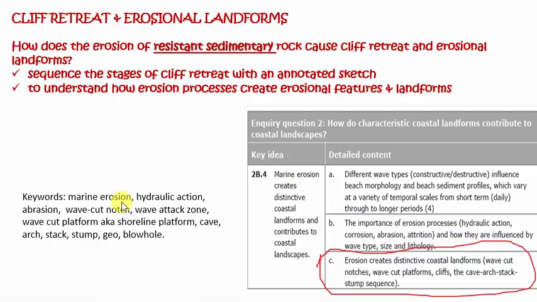Right, keywords then. Marine erosion you should be familiar with. Hydraulic action and abrasion, which are our 2 higher energy types of erosion that work, probably the most dominant and most significant in eroding the cliffs and cliff foot. A wave cut notch, wave attack zone, wave cut platform, also known as a shoreline platform, which we'll have a look at in a minute, and then as typical the crack, cave, arch, stack, stump sequence with 2 others thrown in, which are geos and blowholes. Okie dokie.